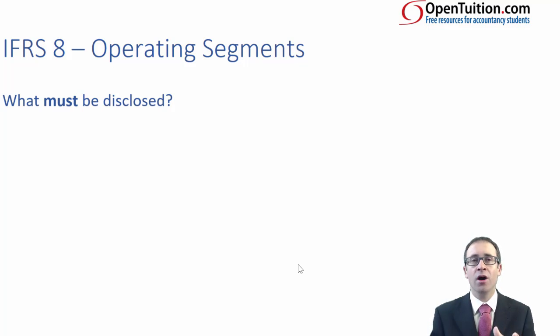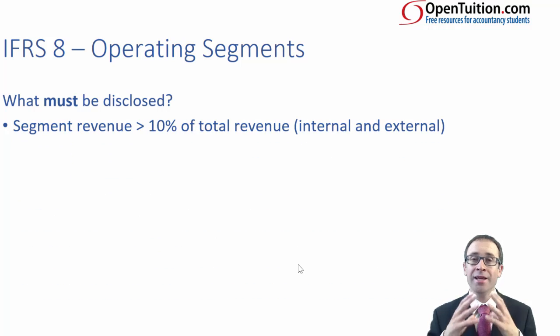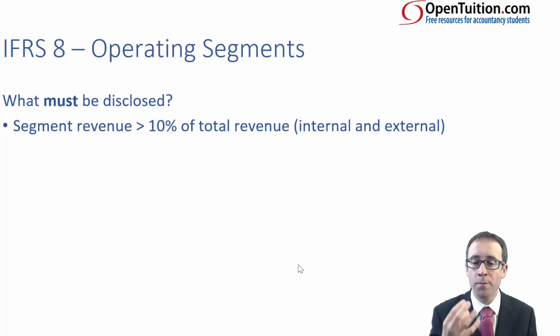What are the tests that we have to apply to each individual segment to determine whether or not it is big enough? There are essentially two percentages you need to be aware of: a 10% threshold and then a 75% threshold. The first 10% threshold is linked to revenue. If a segment's revenue is greater than 10% of the total group revenue, that's the internal and the external group revenue, then it must be disclosed. Okay. If it's less than 10%, it doesn't have to be disclosed.